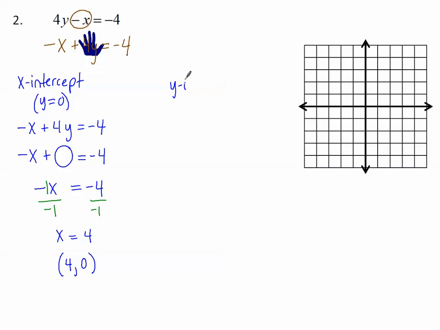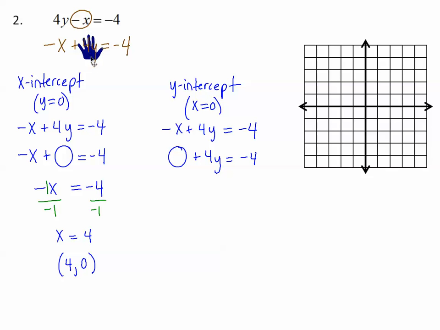Let's now find the y-intercept. That's where the x is 0. So we'll take negative x plus 4y equals negative 4, and the x will be 0. So 0 plus 4y equals negative 4. Using our hand, we're covering up the x term. So left over, adding 0 leaves us with 4y equals negative 4, and then I'm dividing by this 4, positive 4, on both sides. I have y equals negative 1. So the y-intercept is 0, negative 1.